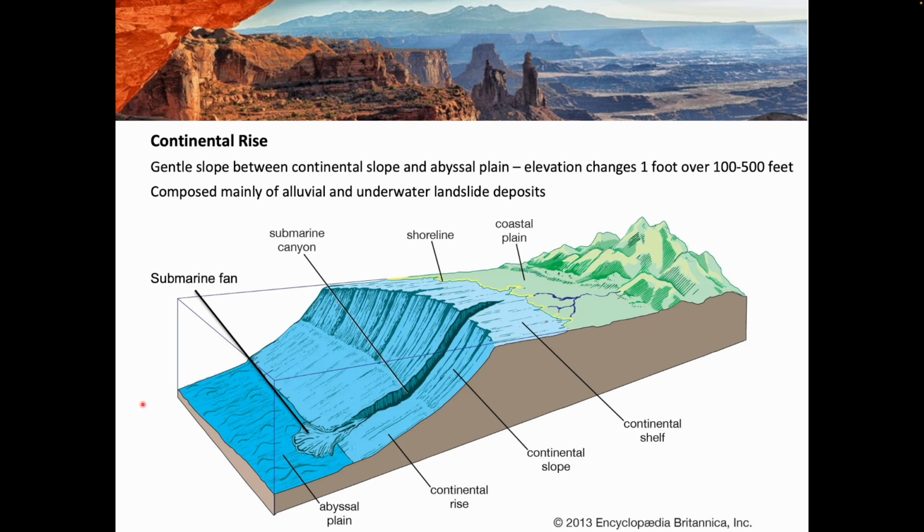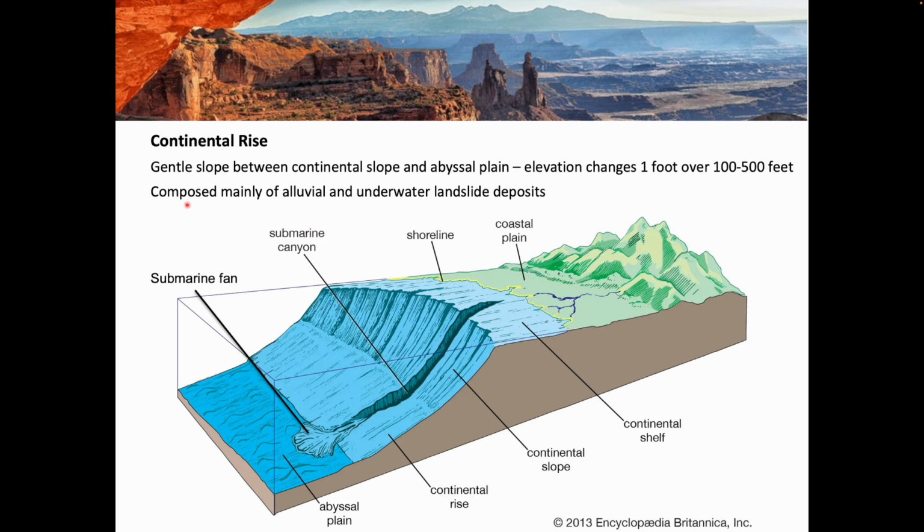Now we're going to get a little less deep, a little higher, and talk about the continental rise. That is the gentle slope between the continental slope and the abyssal plain. It's a very shallow, gentle slope where the elevation can change about 1 foot vertically over 1 to 500 feet horizontally. So very gentle slope.